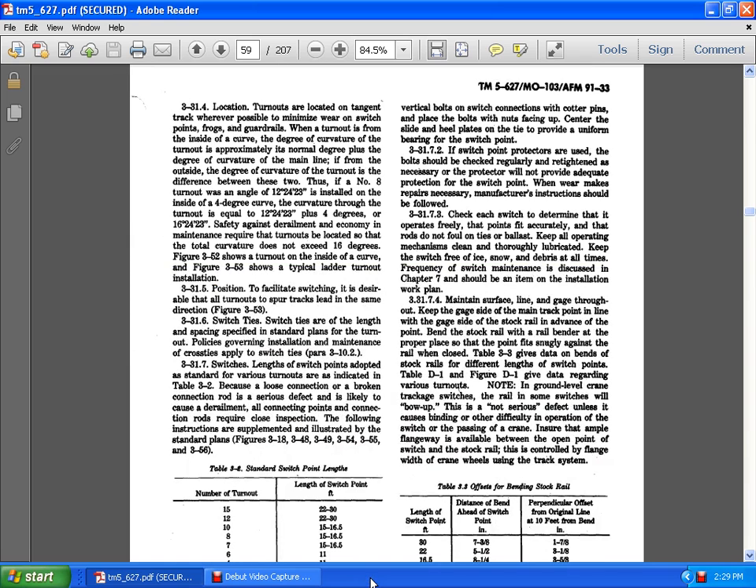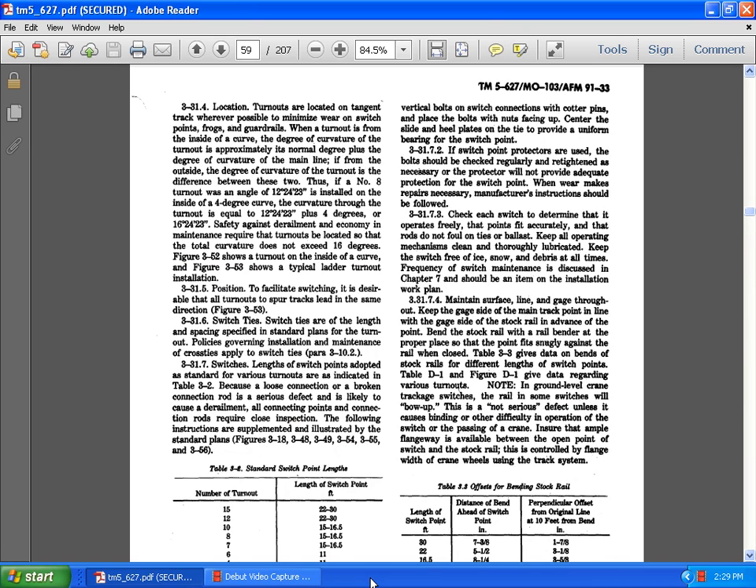Locate turnouts on the tangent wherever possible to minimize wear. Switch points, frog, and guardrails are affected, and the turnout is located from the inside of the curve. The degree of curvature of the turnout is approximately the normal degree of the turnout plus the degree of curvature of the main line, from the outside of the degrees of curvature of the turnout, and the difference between those two.